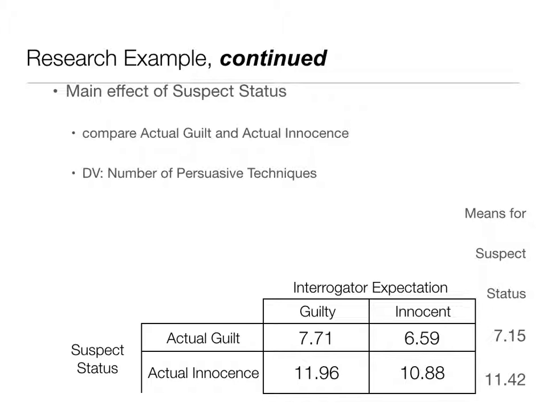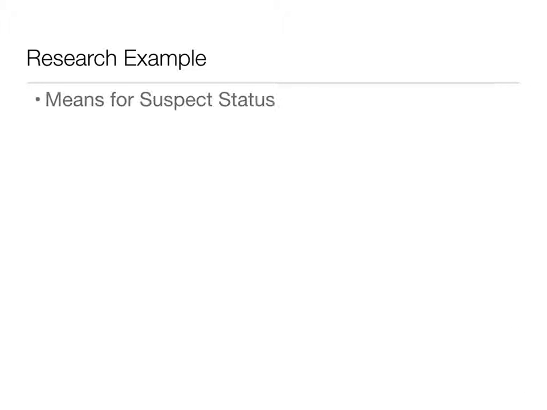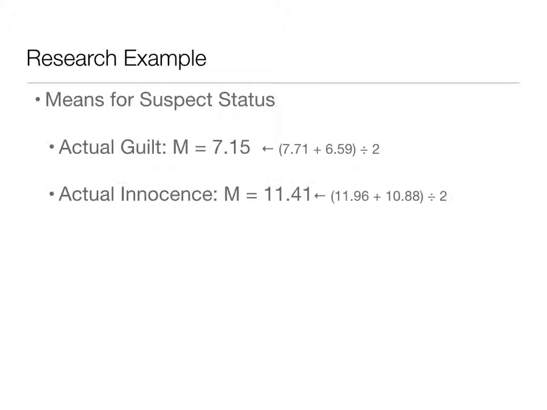And again, how we'll do that is we'll average. The same thing for actual innocence. We'll do marginal means, and we'll get 11.42. And again, here we have a difference. 7.15 is less than 11.42. So we're able to say that there's likely a main effect here. So again, this is how we got those values. We averaged each of them. We collapsed across the levels of interrogator expectation and just looked at suspect status.